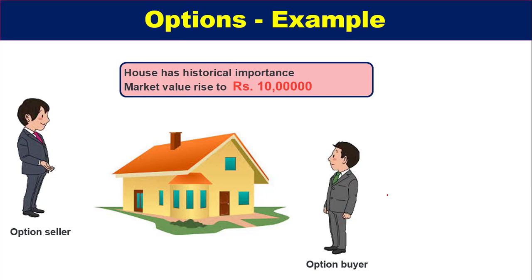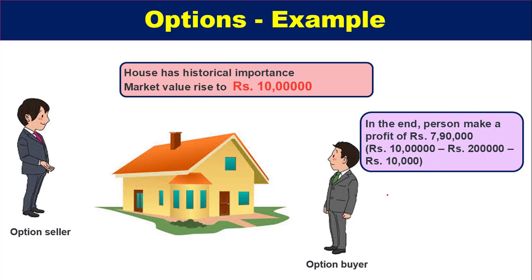Okay, and remember the negotiated deal was rupees 2 lakh. Okay, but as the option seller sells the option and the option buyer buys the option at rupees 2 lakh, the option seller is obligated to sell this house at rupees 2 lakh in 3 months.